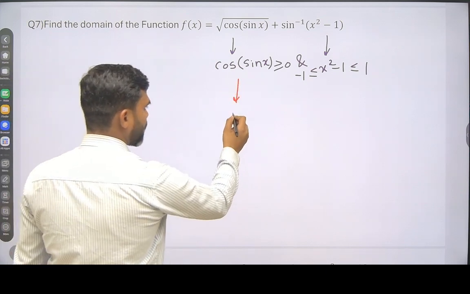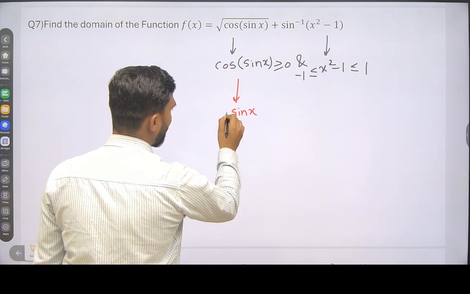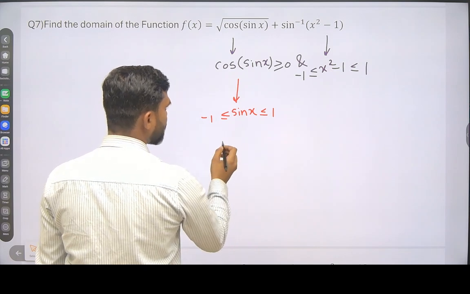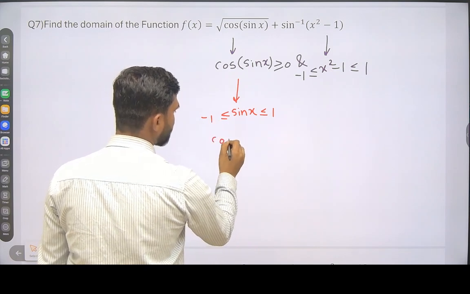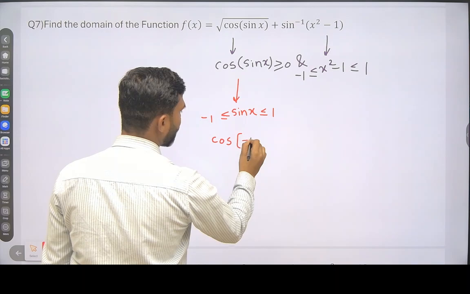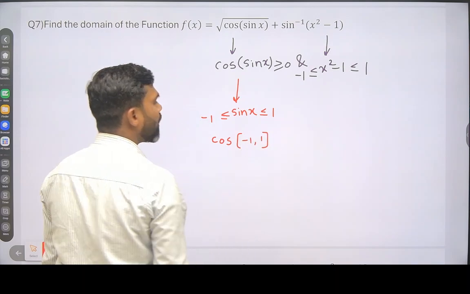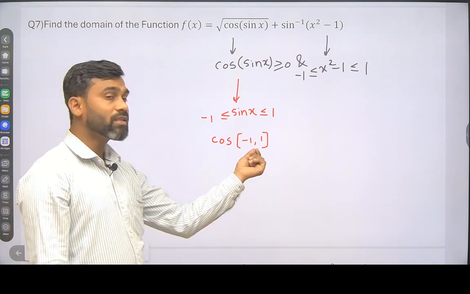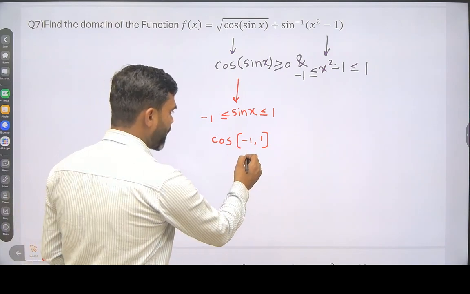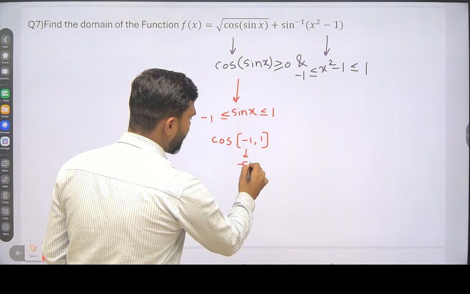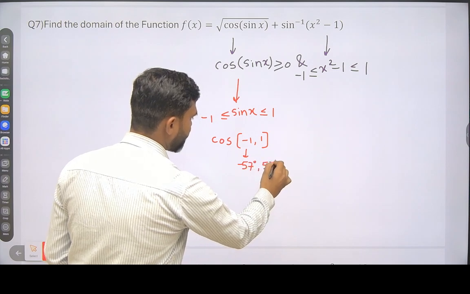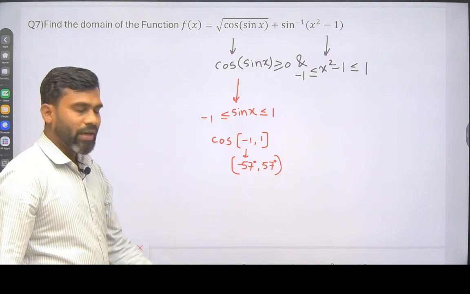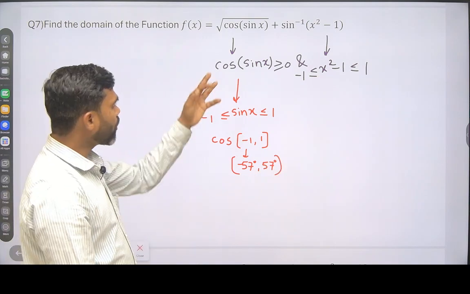So always remember sine x always lies between -1 and 1, right? So it means inside the cos you are going to get -1 to 1, which is nothing but radian, and it covers the fourth quadrant and first quadrant. So approximately -57 degree to 57 degree, approximately, right? And it covers the fourth quadrant and first quadrant where cos is positive.